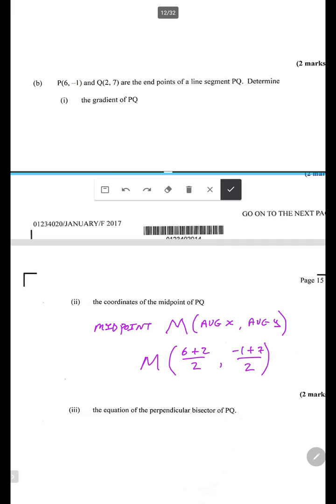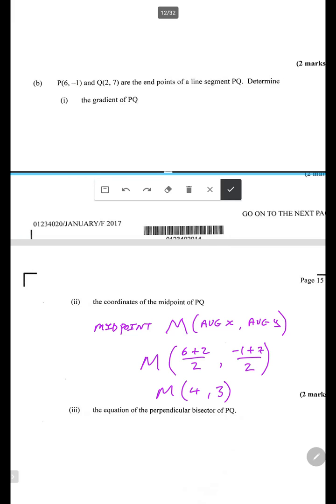You average those as well. And then that midpoint is therefore: 6 and 2 is 8, 8 over 2 is 4. And then 7 minus 1 is 6, 6 over 2 is 3. So the midpoint is (4, 3).